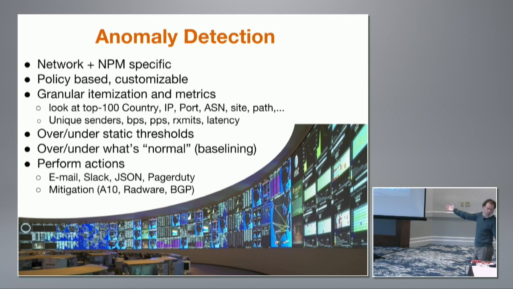And then obviously you want actions. There should be a nice UI that gives you nice dashboards, but then it should be able to email or Slack or JSON or PagerDuty. And finally, you need to integrate with mitigation companies, because the biggest use case for anomaly detection is DDoS. So what do you do when you detect it? Notifying somebody that can go write an ACL, that's great, but it's even better if it can just integrate with two-way communication to a mitigation platform like your Radware or A10, and just tell that system to go deal with it.